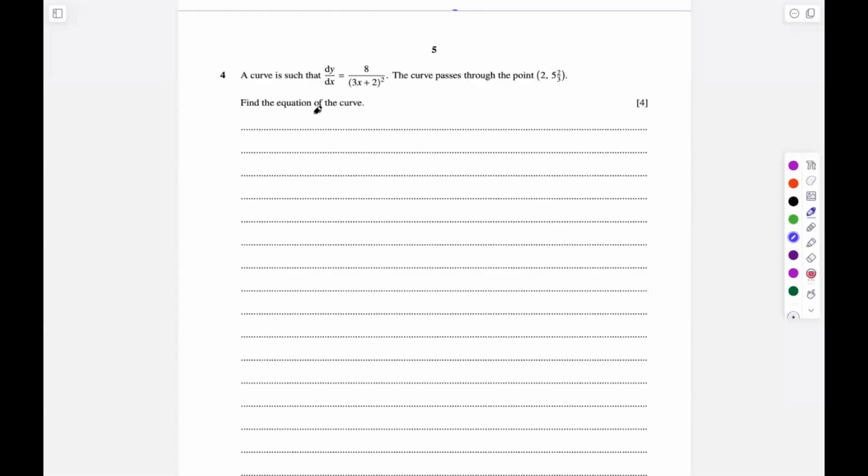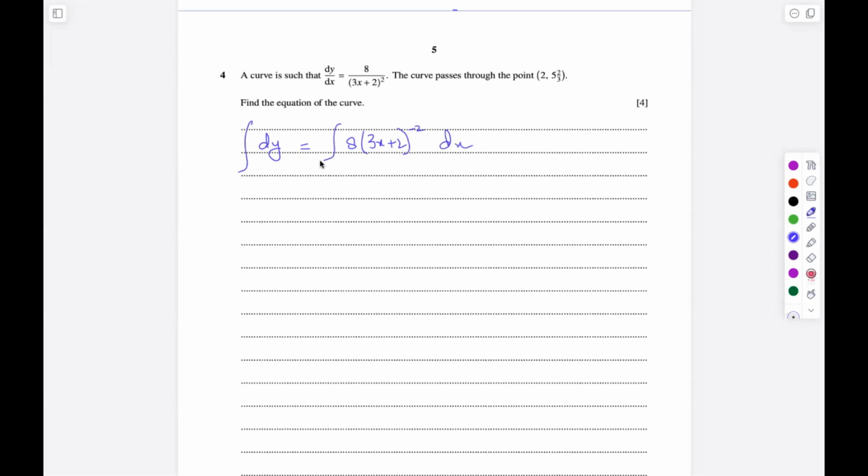In question 4, a curve is such that dy dx is equal to 8 upon 3x plus 2 whole squared. The curve passes through the point 2 comma 5 wholes 2 upon 3. We have to find the equation of the curve. Now to find the equation of the curve, we'll have to integrate the expression for dy dx. Before integrating, we'll bring the 3x plus 2 in the numerator. So this will become minus 2.